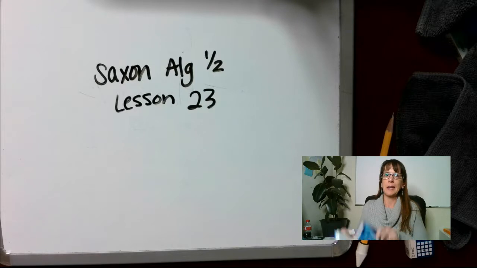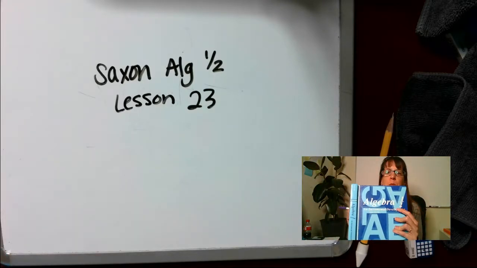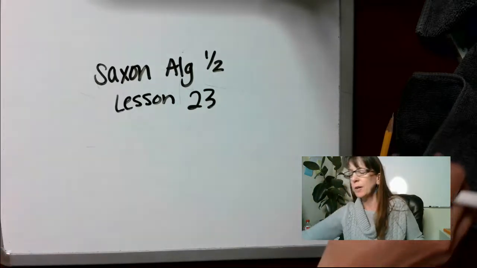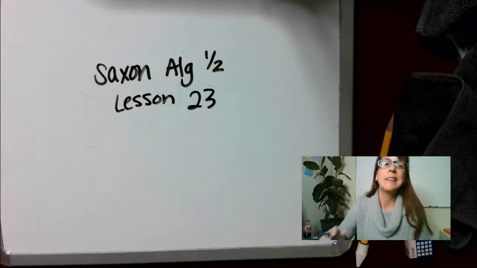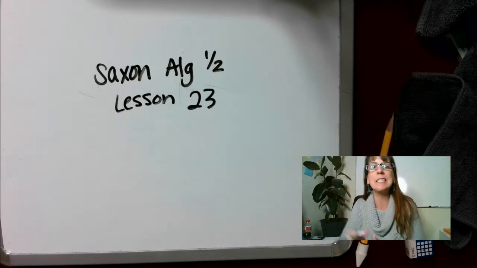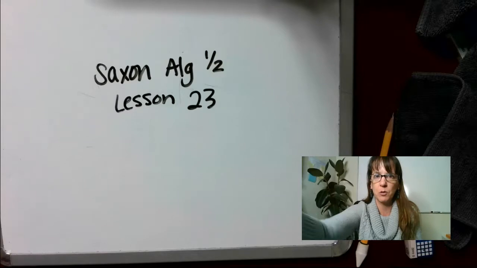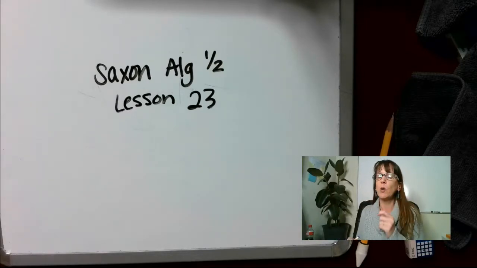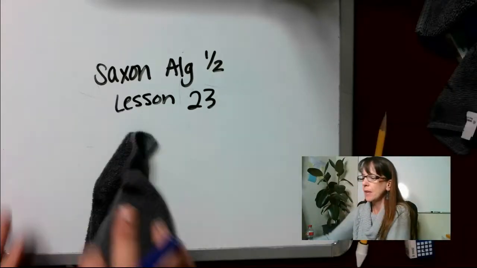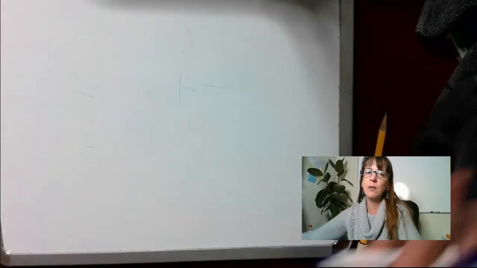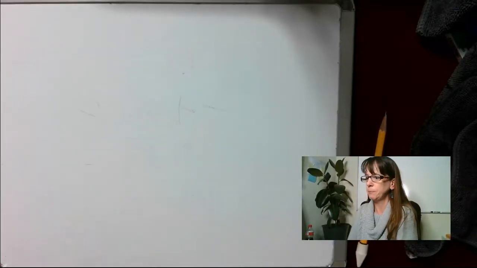We are my 8th graders following along Saxon Algebra 1/2. We're going to be talking about lesson 23 today. These are unit multipliers. Guys, this is a really tough lesson. I have a lot of kids that really struggle with unit multipliers. So I really want you to pay attention with these ones, okay? You must be taking notes right now and writing those guys down.